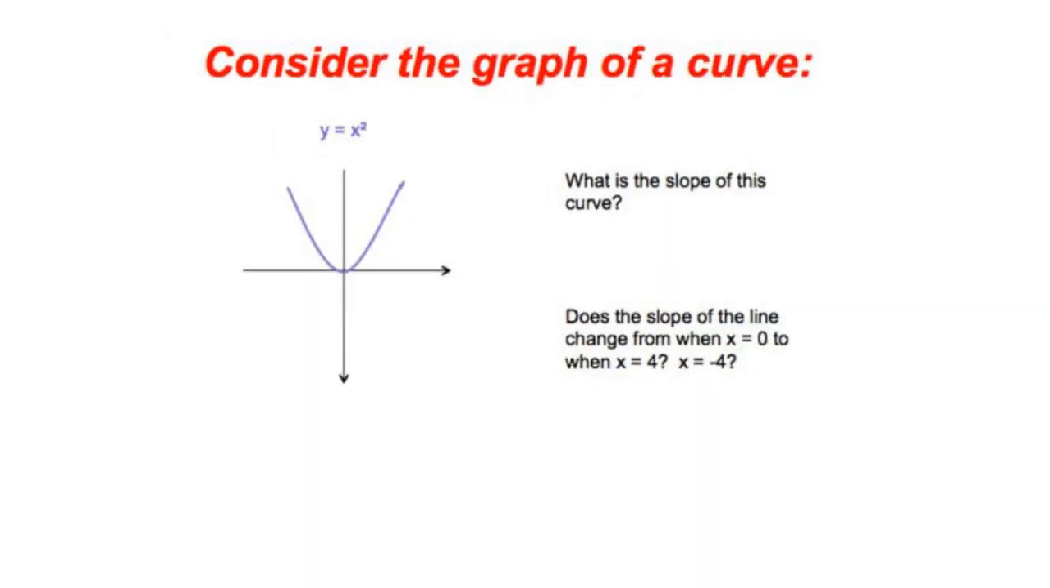Now let's consider the graph of this curve, y is equal to x squared. What is the slope of this curve? Well, looking at the curve, we're not going to have a slope of a line, but it's going to depend on where we draw a line that's tangent to this parabola. So depending on where the line is drawn touching the parabola, that's going to determine the slope of the line. Does the slope of the line change from when x is equal to 0 to when x is equal to 4? How about x equals negative 4?